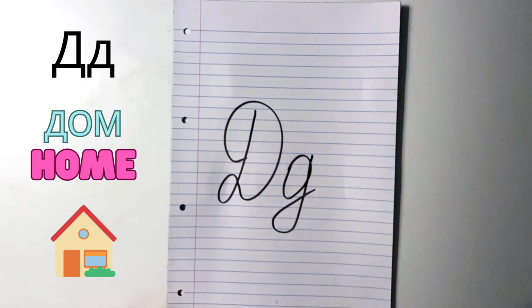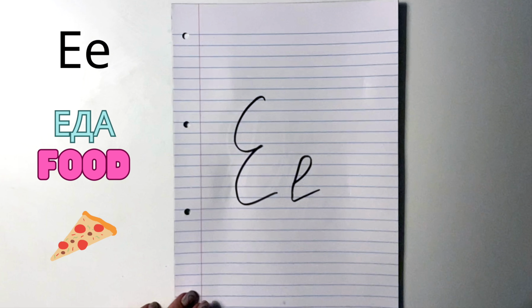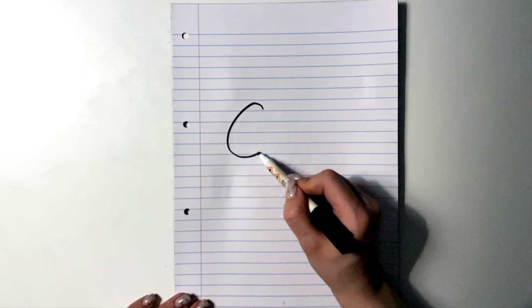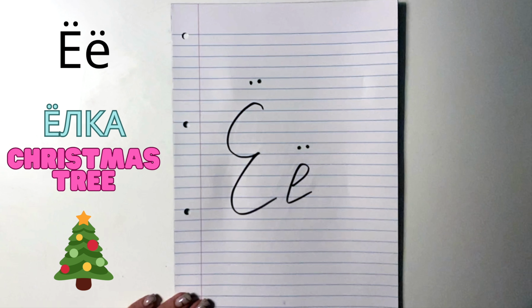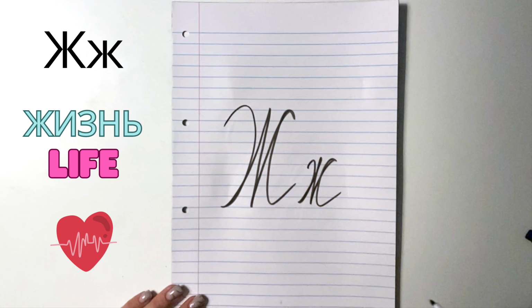We don't really have a difference between these words. Ye, which looks like an English E, and the word for ye is еда, which means food in Russian. Yo. A word for yo is ёлка, which in Russian means a Christmas tree. Ж. A word for Ж is жизнь, which means life.